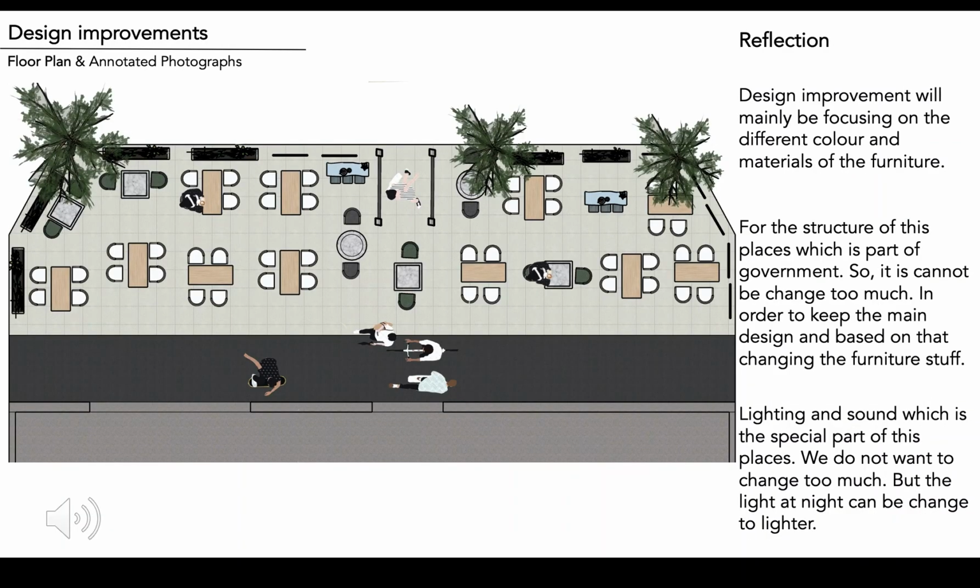This is my design improvement, and the left hand side is showing the floor plan. And I think my design improvement will mainly focus on the different colors and the materials of the furniture. For the material, I choose marble, timber, and also steel. And for the structure of this place, which is part of the government, it cannot be changed too much in order to keep the main design, and based on that I can change the furniture. And for the lighting and sounds, I think the space is very special. So I don't want to change too much because I like to use the daylight, like the sun and also the natural light. But I think the light at night can be changed later.